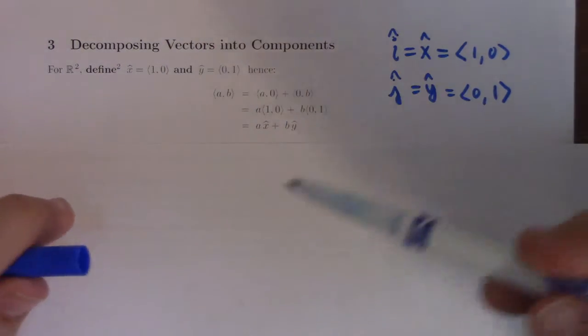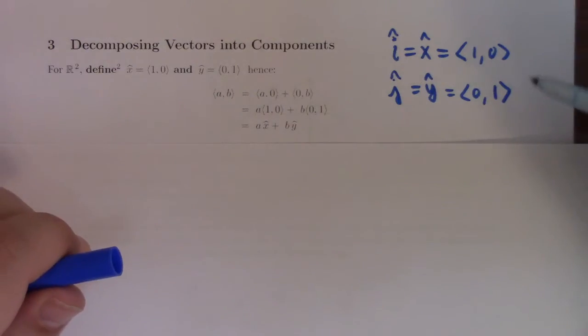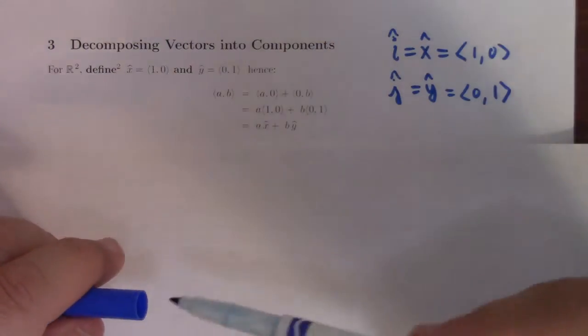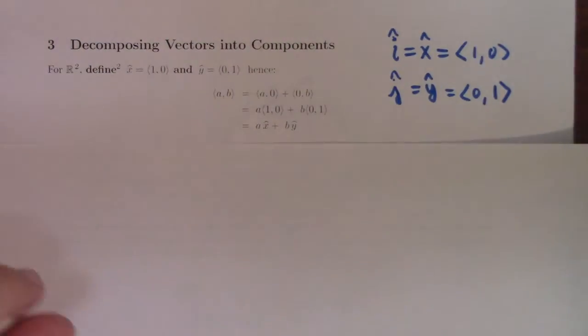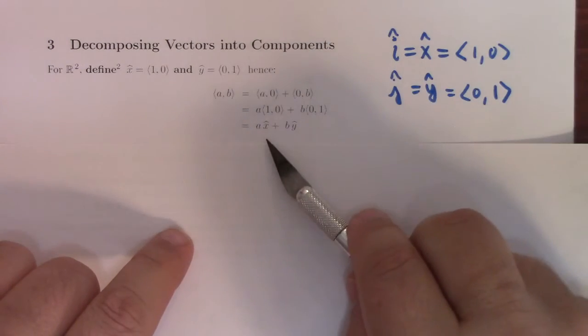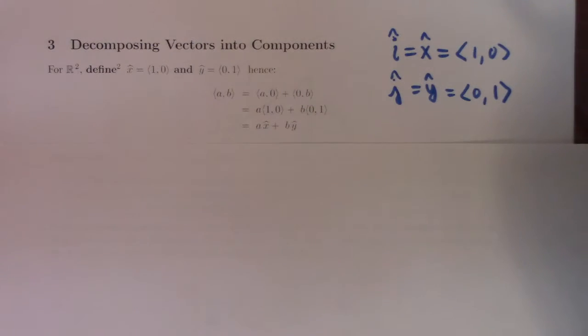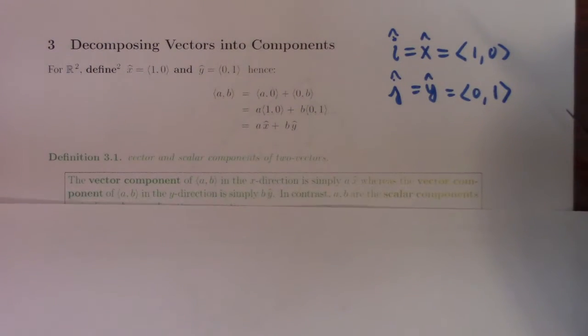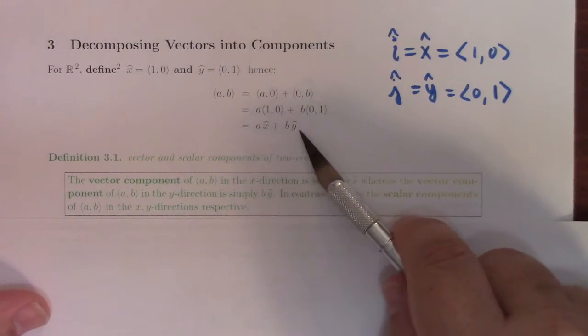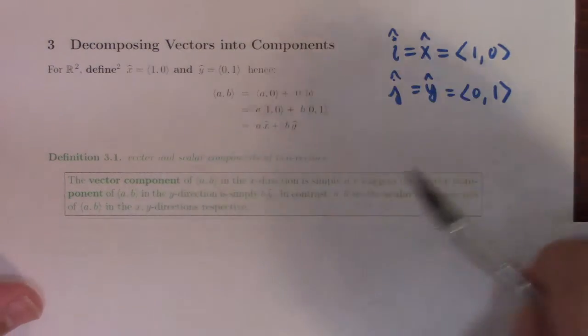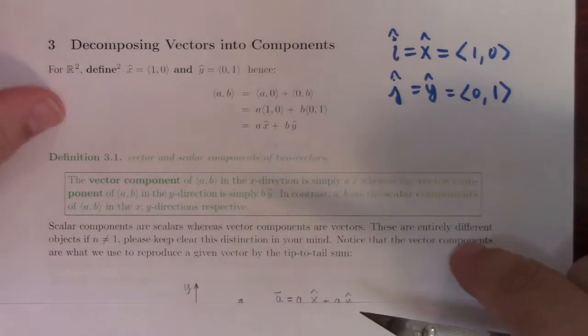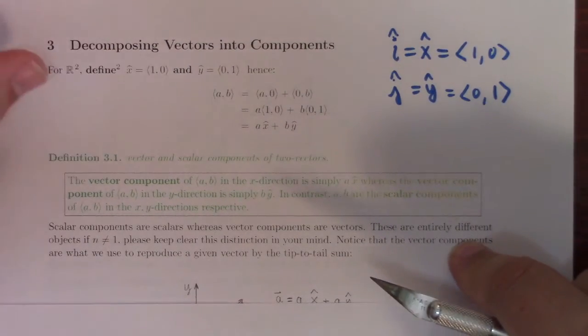This is in 2 dimensions. For 3 dimensions, they get an extra 0, and then there's also the k hat, which is 0, 0, 1, which I would call z hat. But anyway, you can build the vector from a sum of a x hat and b y hat here. So that's the decomposition of the vector into a sum of its x and y vector components, as I define here. And so vector components are themselves vectors.